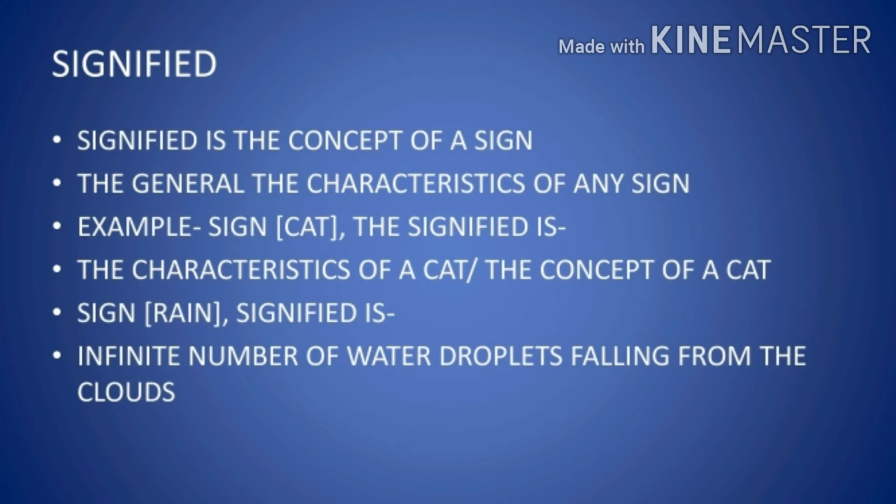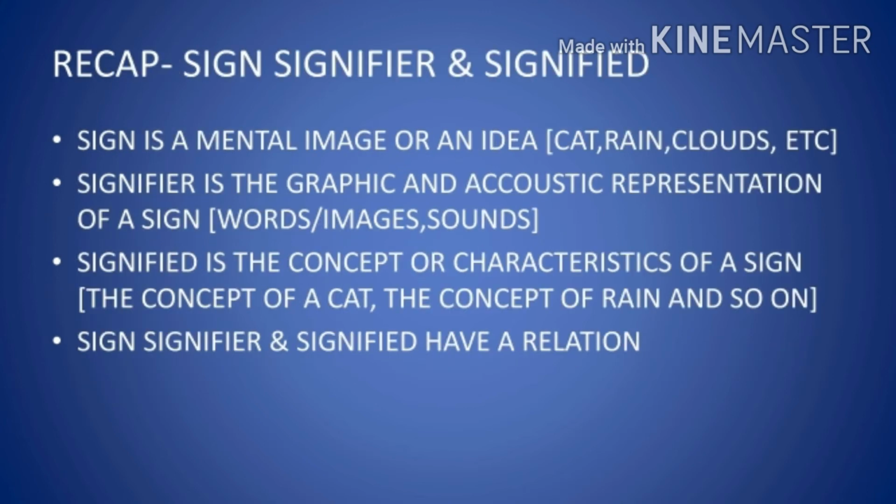So now we know what is a sign, signifier, and signified. So let's do a brief recap once more. The sign is an idea. Example, cat, rain. Signifier is the graphic and acoustic representation, the words, sounds, and images. Signified is the concept that is associated with the sign. For example, the concept of cat, the concept of rain, etc.